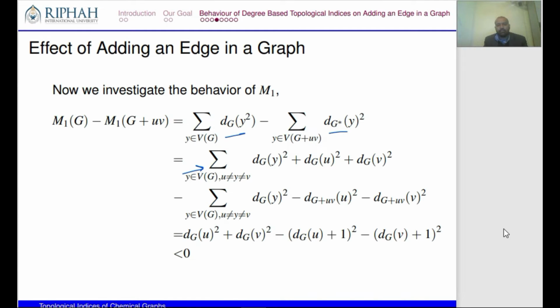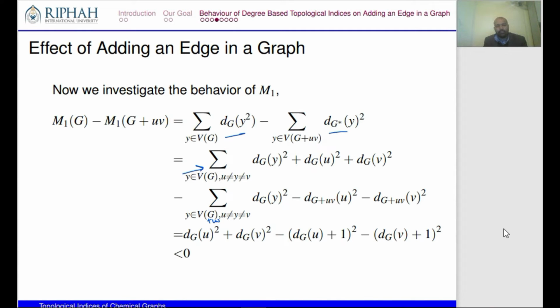So all the vertices with the same degrees, and the degree of u in G plus the degree of v in G. We are considering the degrees of u and v separately because these two vertices have different degrees in G and G plus uv. And similarly, we break the summation of G plus uv. Here we have G plus uv. In this summation, all the vertices with unchanged degrees, minus the degree of u in G plus uv, minus the degree of v in G plus uv.